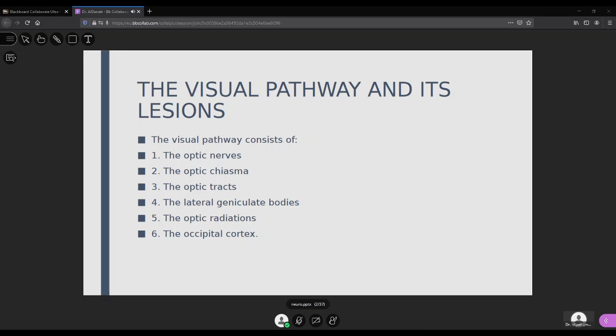Anyway, the visual pathway and its lesions. The visual pathway consists of the optic nerves, then the optic chiasm, then the optic tracts, and the lateral geniculate bodies, then the optic radiations, then the occipital cortex.